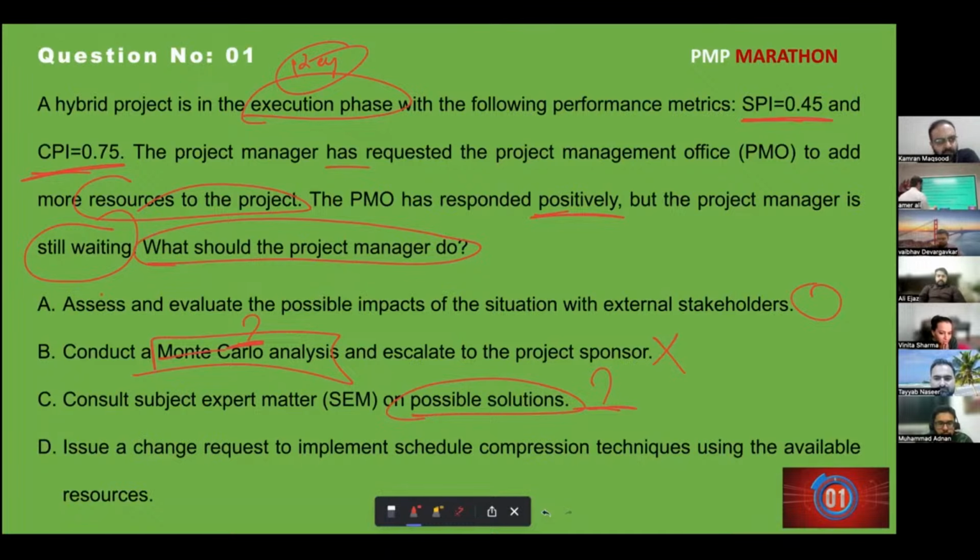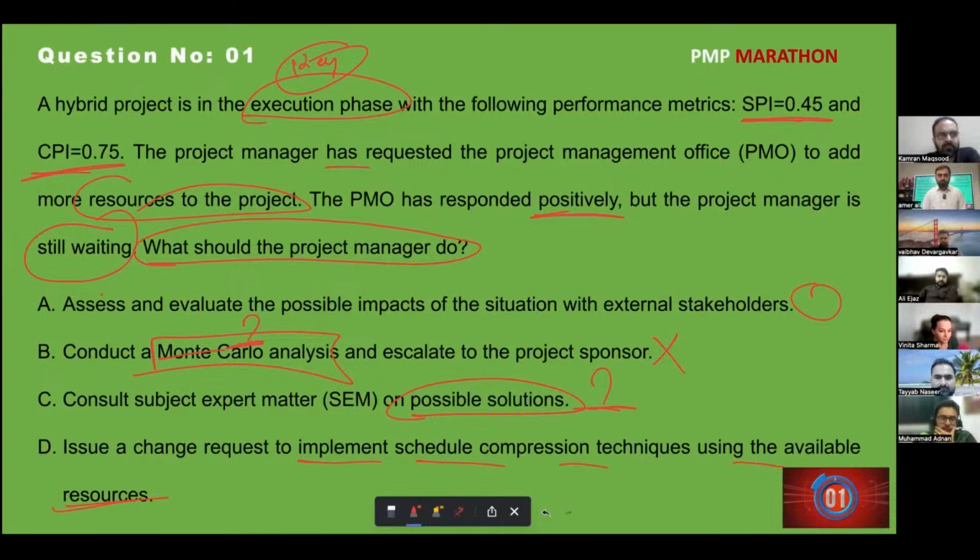Issue a change request to implement schedule compression technique using the available resources. Okay, using the available resources, we issue a change request. No, running the scenarios has nothing to do with that, Ali. Adnan, unmute yourself. Mohammed Adnan. Yes, sir. So what's your answer?